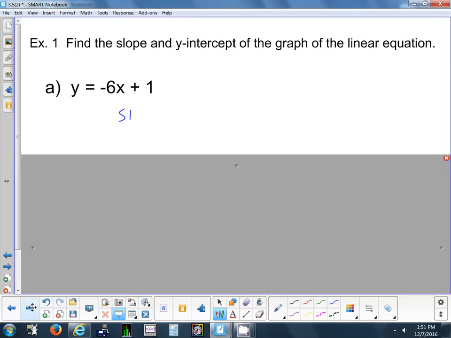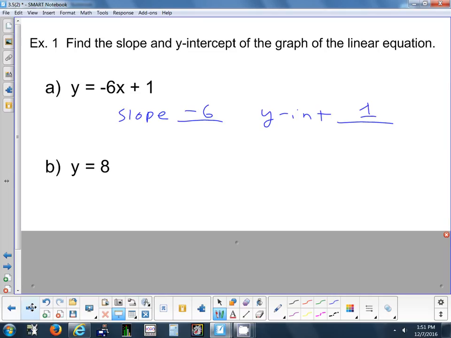Marissa? Slope is -6. How about my y-intercept? 1. Right? Exactly like the questions you did on the homework. Hey guys, you don't have to write slope and y-intercept because you already have it on there. You just have to fill in the blanks on your notes. Remember, these go across the middle of the page. A, B, and C go across the middle of the page, and you need to write them in.